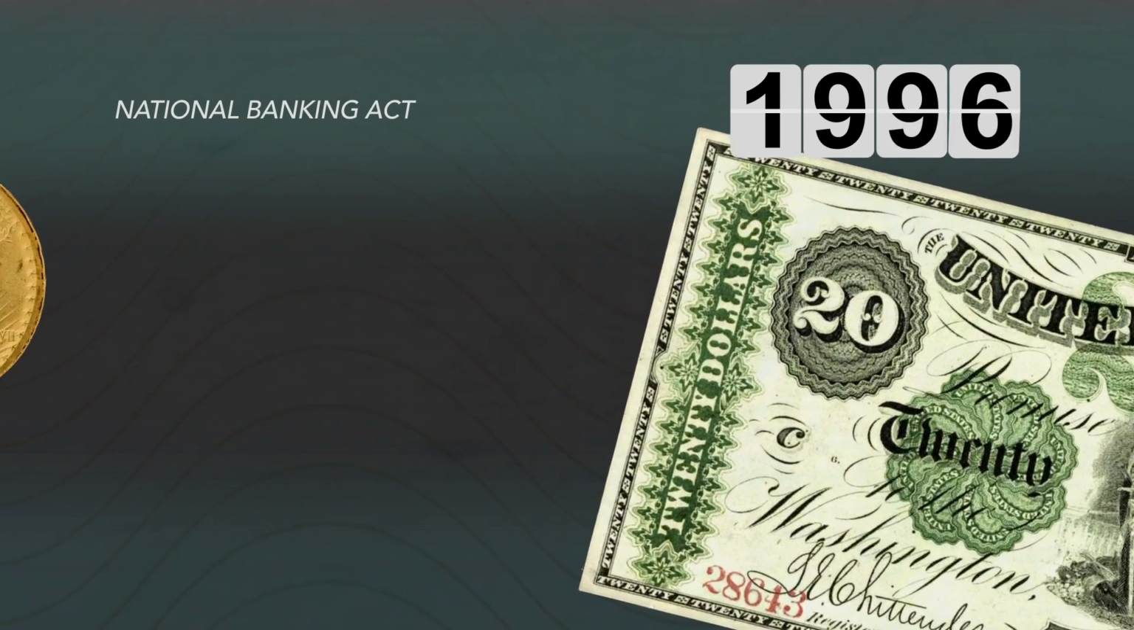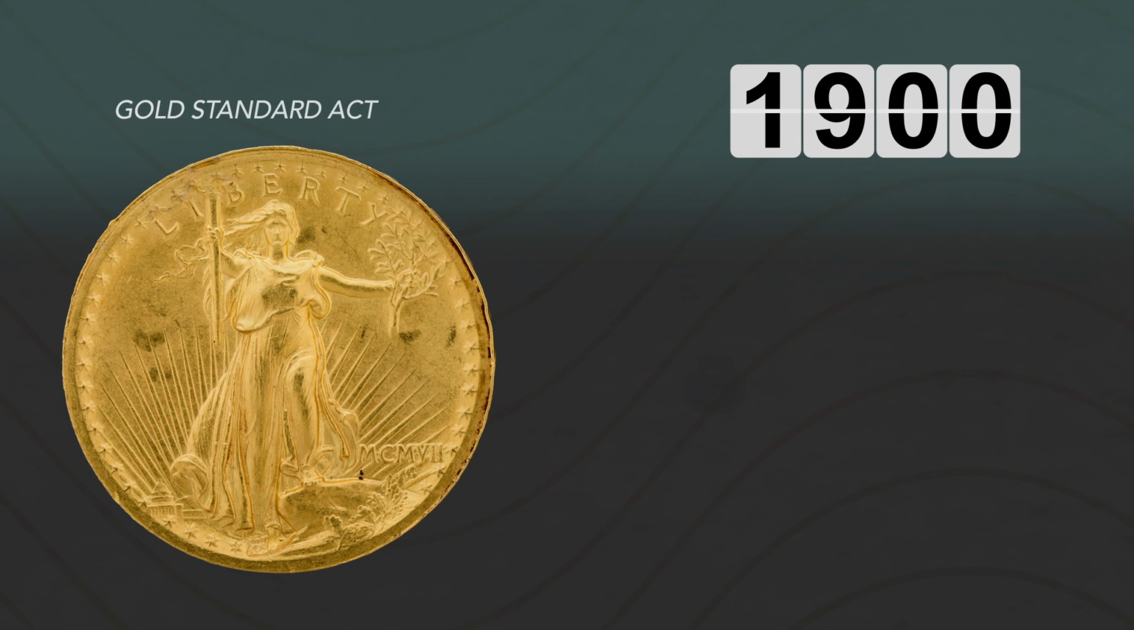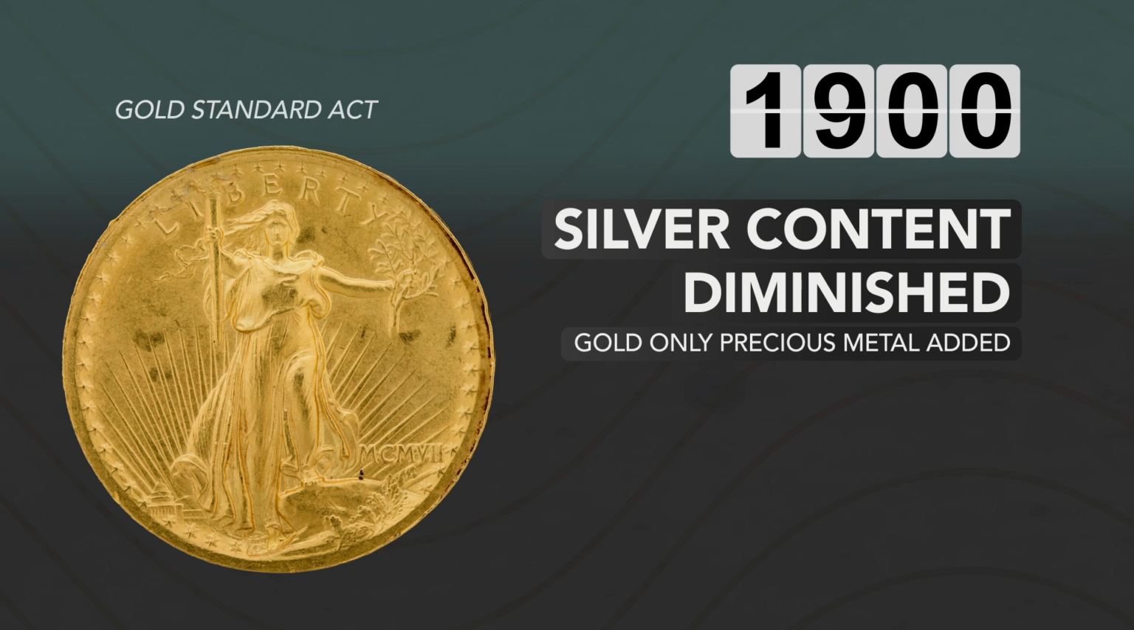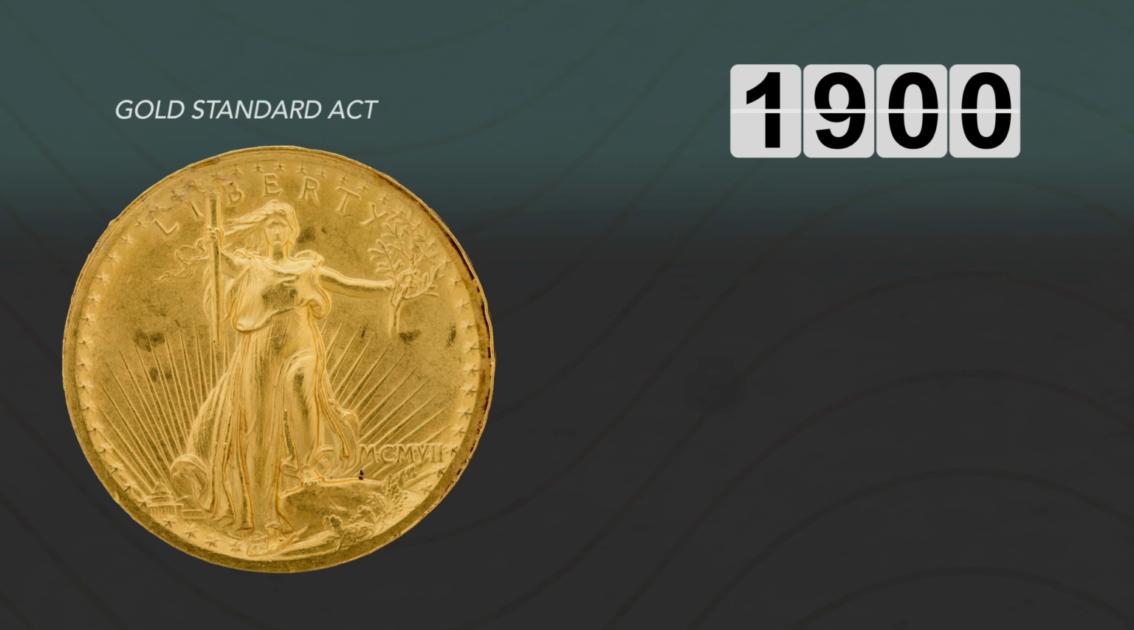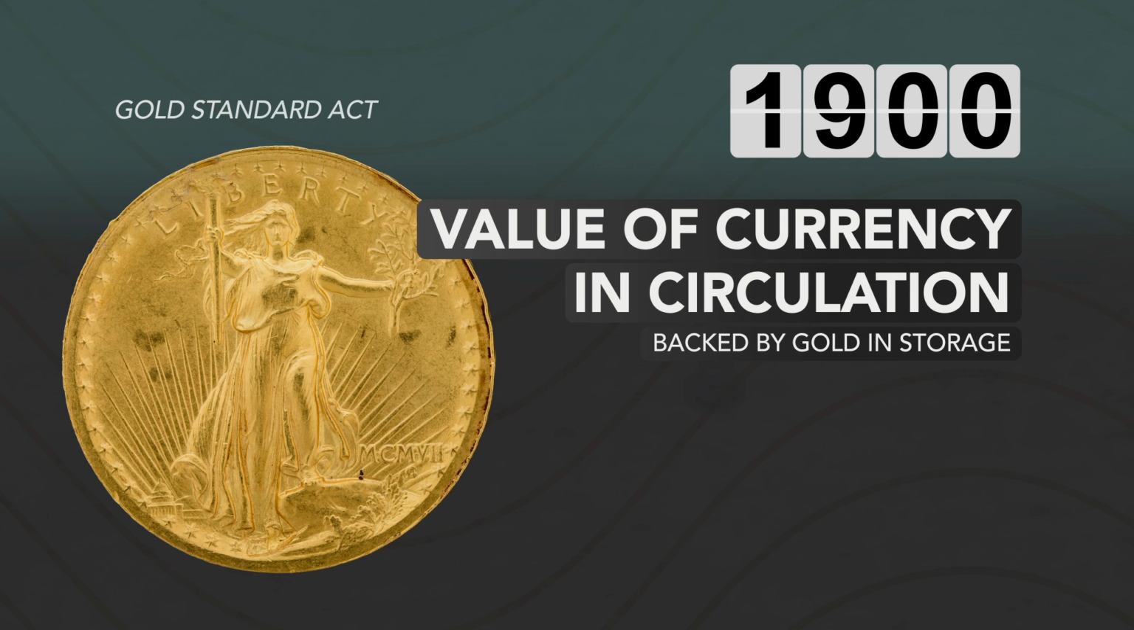By 1900, and the passing of the Gold Standard Act, the US dollar had seen its silver content diminish completely, and gold was the only precious metal that was added to the metallic mix. The gold standard meant too that the value of the currency in circulation was backed by gold in storage.